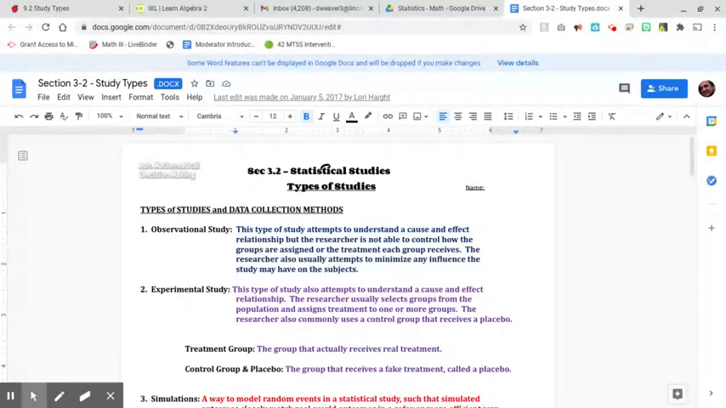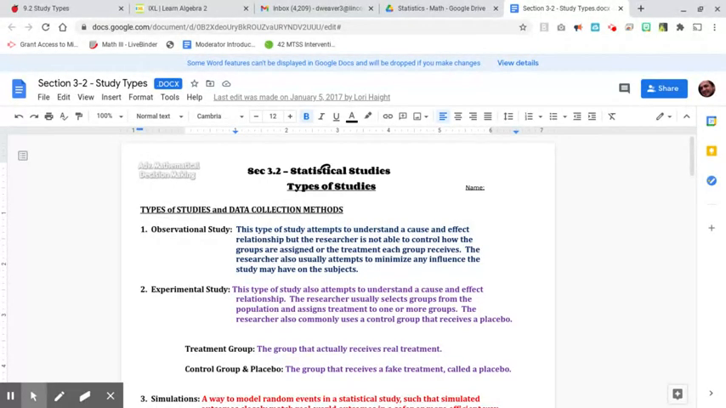In an experimental study or an experiment, this study also tries to understand cause and effect, but by doing that, the researcher selects groups from the population and then assigns a treatment to those groups. The researcher also commonly uses what's called a control group that receives a placebo. So there's typically a treatment group that gets what you're testing. So if you have this new drug that you want to test to see if it works, then you'll have a group that gets the new drug, the treatment, and then you'll have a group called a control group that gets the placebo, which would be like a fake drug, something that doesn't do anything.